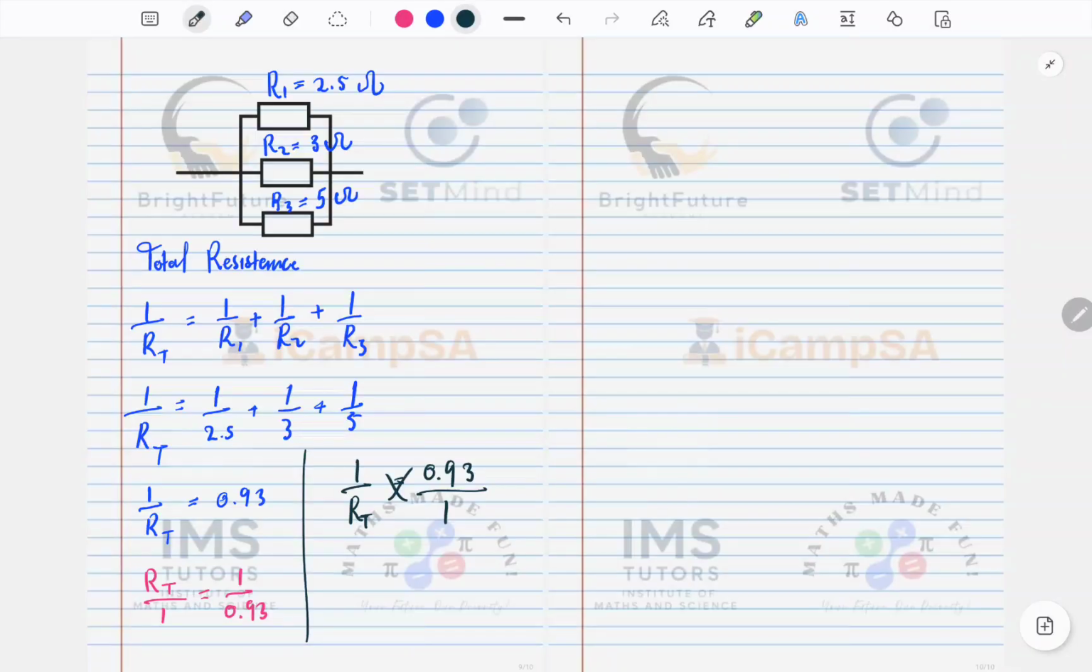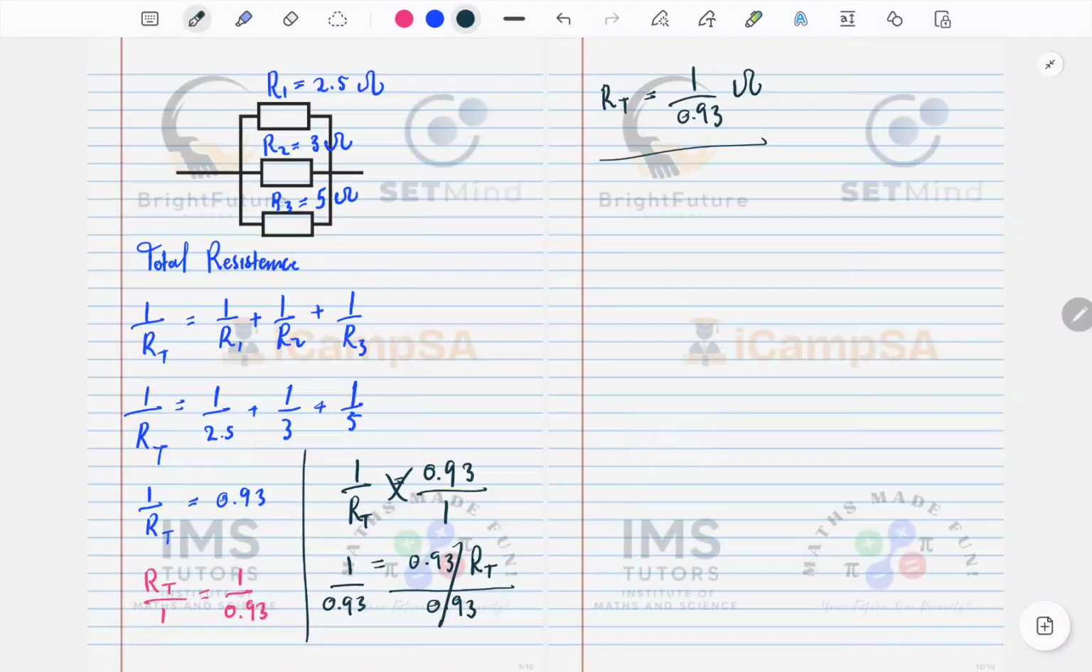We can cross multiply like this. We're gonna have 1 equals 0.93 RT. And then let's divide by 0.93 on both sides. Then we end up with RT equals 1 over 0.93. Then don't forget to put your ohms. This is how this becomes. So punch this correctly in your calculator, because I'm not sure of the exact number. If you punch this, then this number follows in the root.